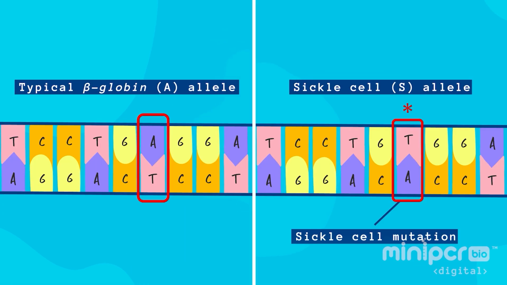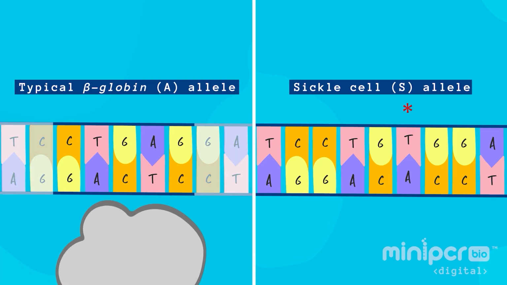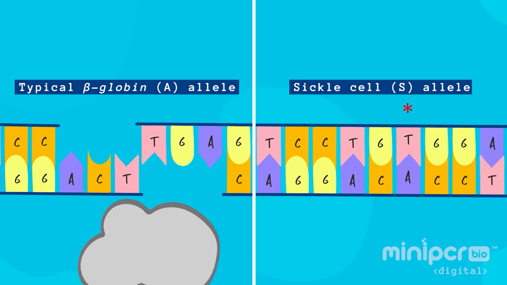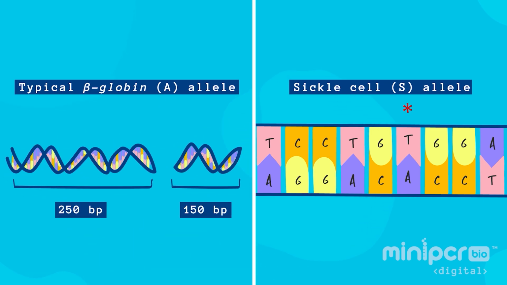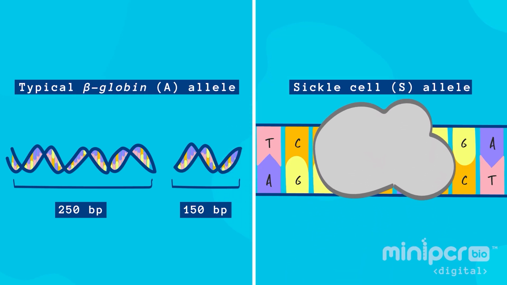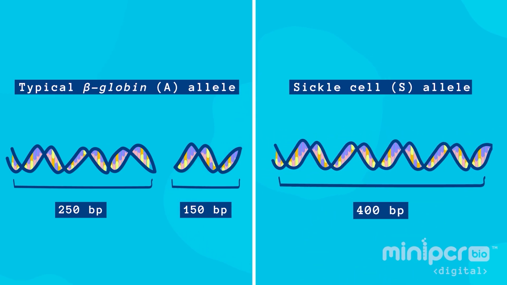Then, a restriction enzyme that cuts only the typical beta globin allele was added to each sample. The restriction enzyme cuts the 400 base pair PCR product into two fragments, a 150 base pair fragment and a 250 base pair fragment. This means that when you see 150 and 250 base pair bands in a sample, the typical beta globin allele is present. If you see a 400 base pair band, you know the DNA was not cut by the restriction enzyme, and it therefore carries the sickle cell mutation.